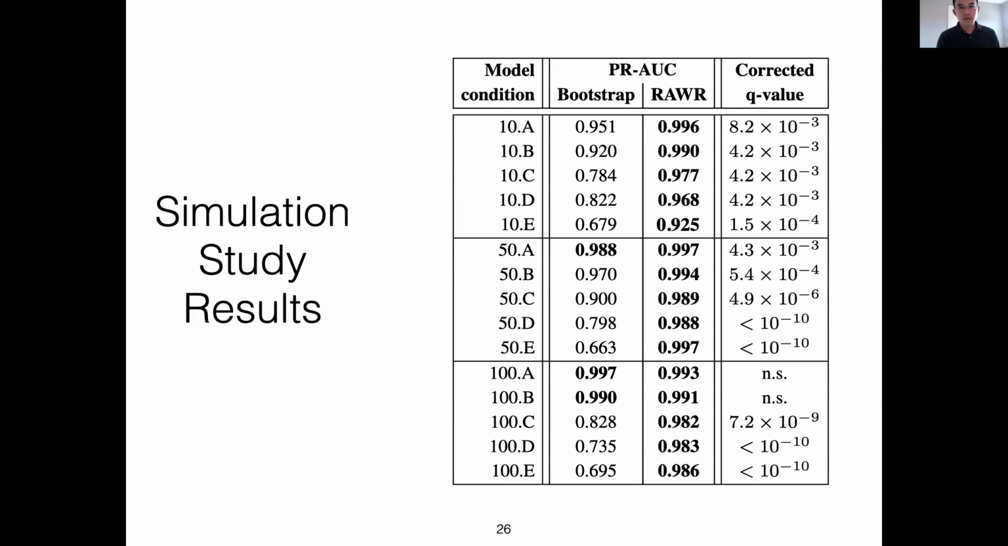Here's what we see on the 50 taxon and 100 taxon model conditions. The layout is basically the same, and the comparison is roughly the same too.